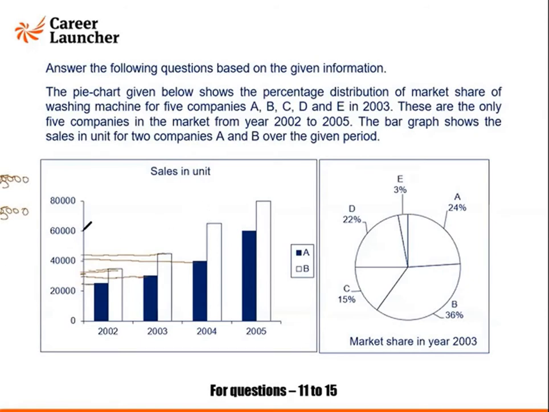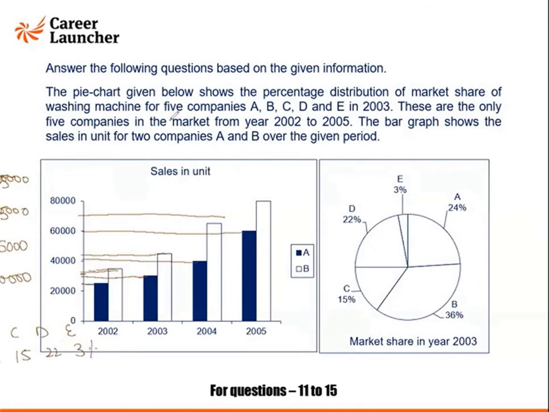For B, it's 65,000. So it's 60,000 in 2005, and over here it's roughly 80,000. And the share of A, B, C, D, E: A is 24%, B is 36%, C is 15%, D is 22%, and E is 3%. This is the information given to us.